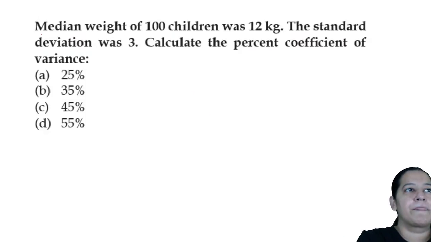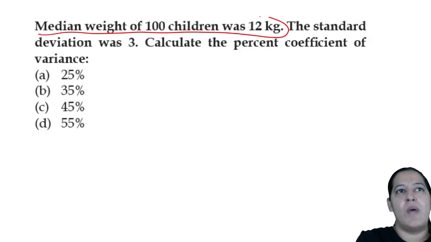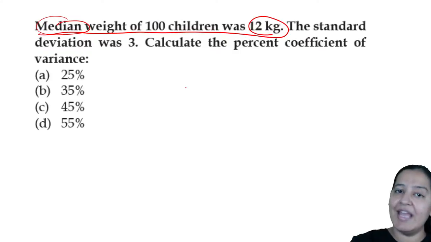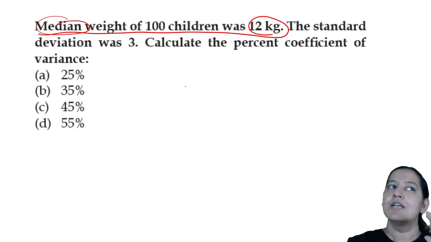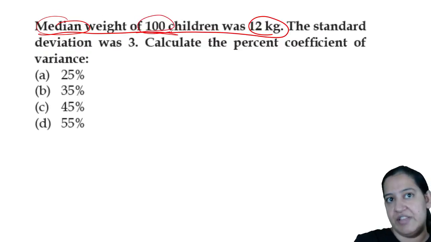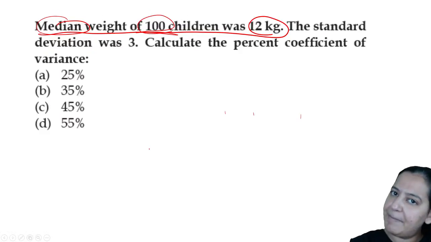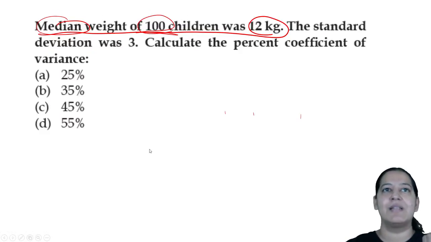So the median weight of 100 children is 12. So I will consider that as the mean only. Although median is given, mean is not given. So since mean is not given, the second choice is the median. So mean or median, it is 12 kg. I have a group of 100 children with me: child number 1, child number 2, child number 3. If I take the median of all of them, 12 kg is the median.